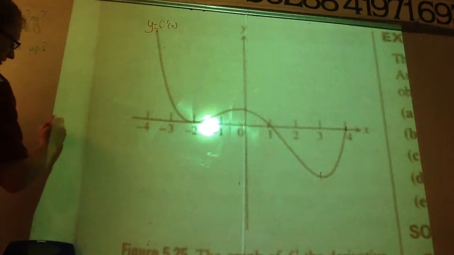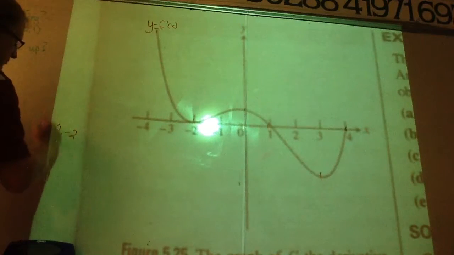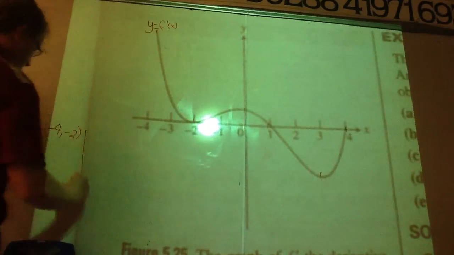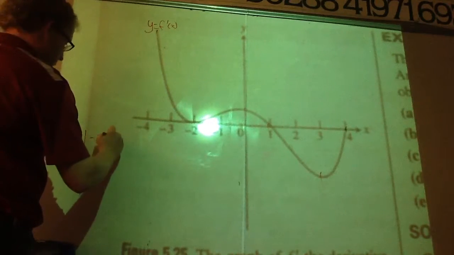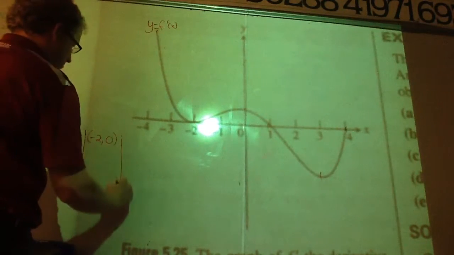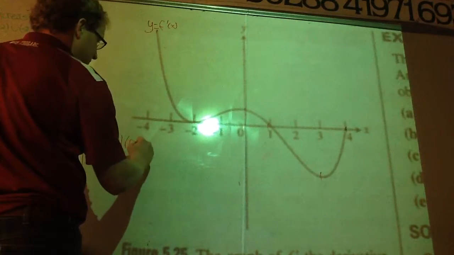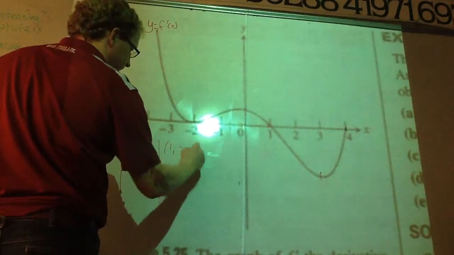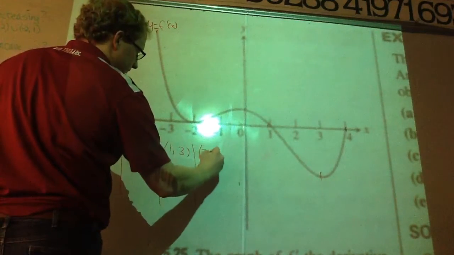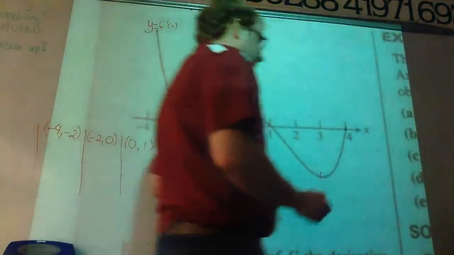We're going to write the intervals: from -4 to -2, from -2 to 0, 0 to 1, 1 to 3, and 3 to 4. That's 1, 2, 3, 4, 5 intervals.